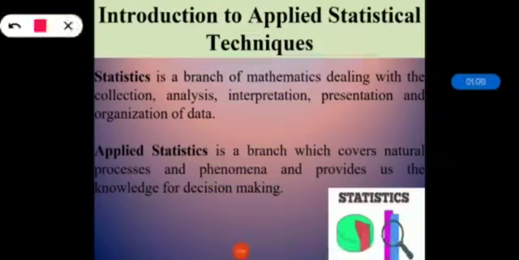So we have seen that whenever we are talking about big data and data analytics, statistics is everywhere coming. So statistics is a very important part whenever we are dealing with analysis or analytics of data. So what is statistics? Statistics is a branch of mathematics, but that deals with the collection, analysis, interpretation, presentation and organization of data.